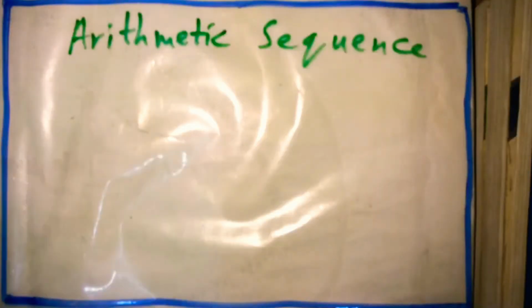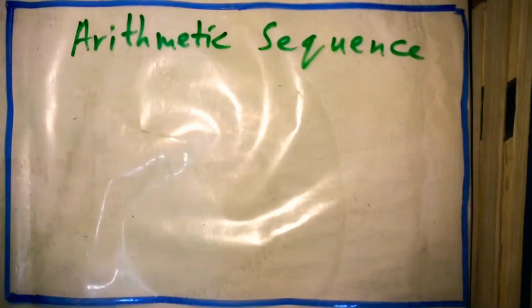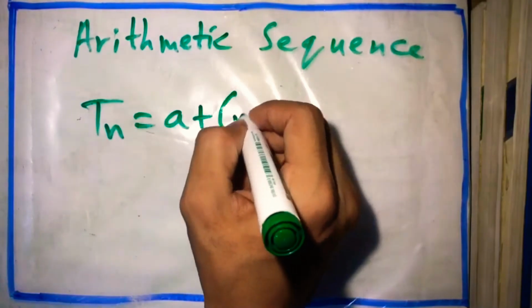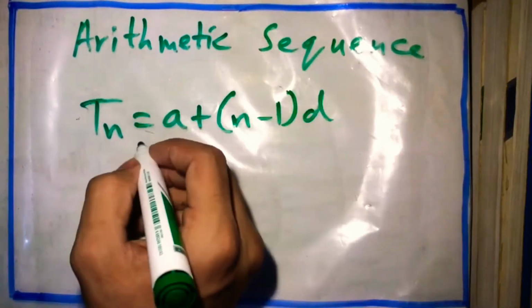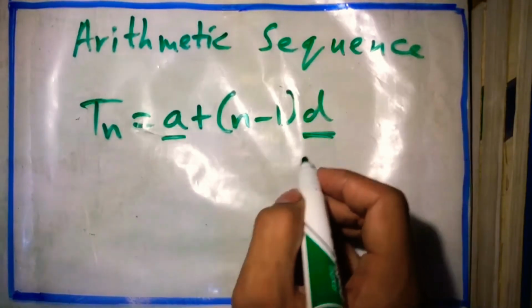In number patterns, there are some sequences that we are given in the question and some that we derive. The first one that we are given is the arithmetic sequence. In this, a number which is called the common difference is added to a number to get the next number of the sequence. The formula for this is Tn equals a plus (n minus 1) d. Here, a is the first term and d is the common difference.